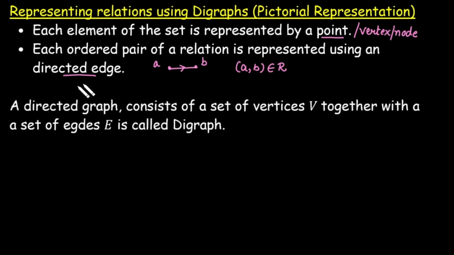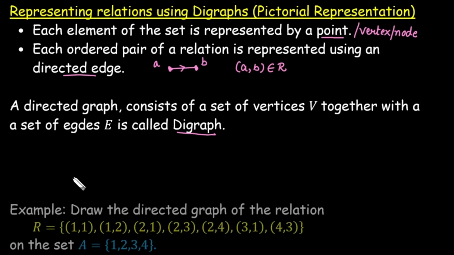When we have a directed graph that consists of some vertices together with a set of edges, this is called a diagram. That's why we say representing a relation using a diagram, because it is a directed graph that consists of edges with a direction on them. Now let's understand with the help of an example.